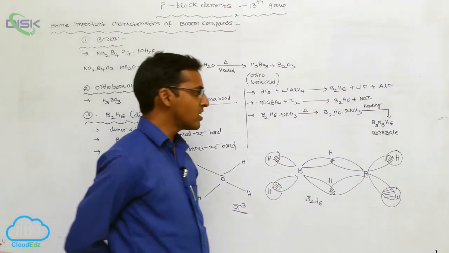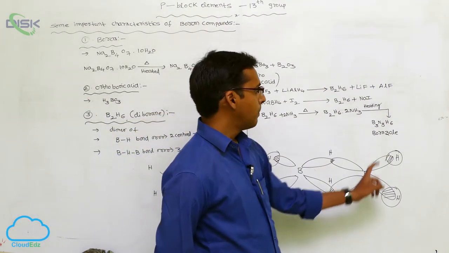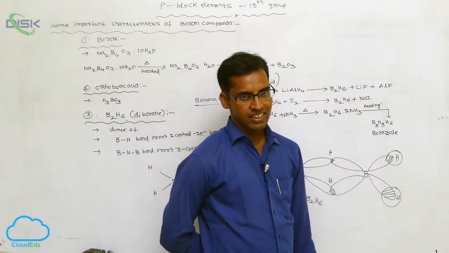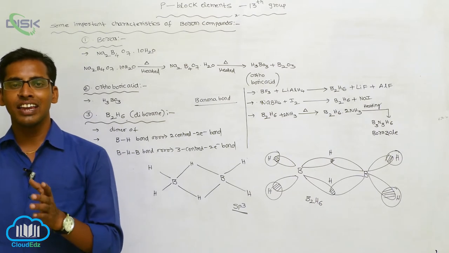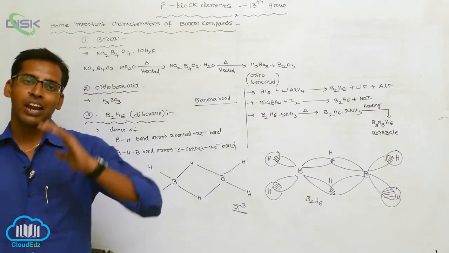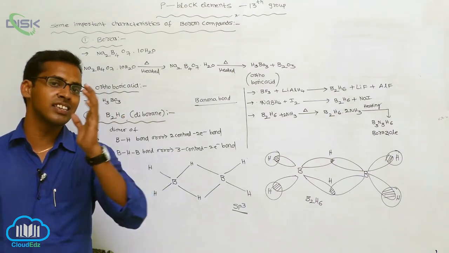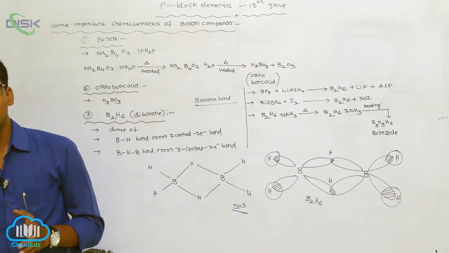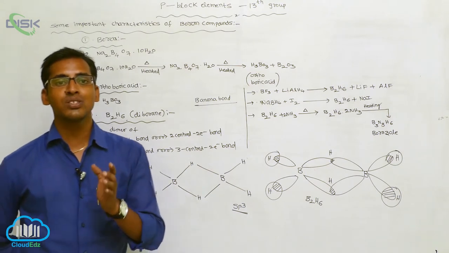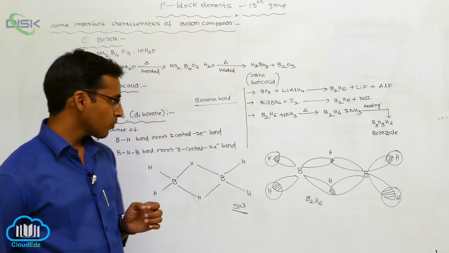That borazole general formula is B3N3H6. This borazole is generally called inorganic benzene. The organic benzene formula is C6H6. The inorganic benzene formula is B3N3H6, which is called borazole.